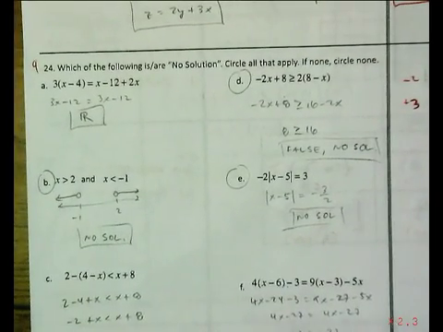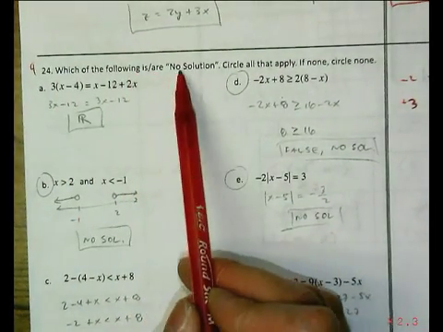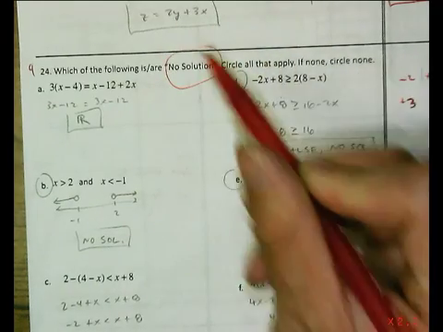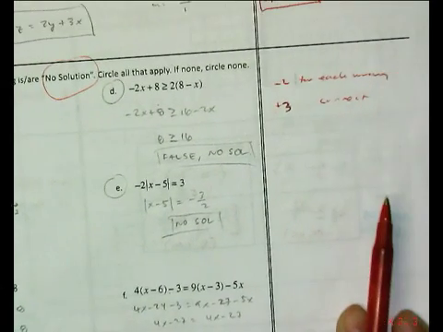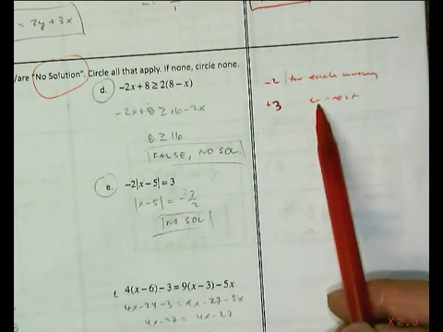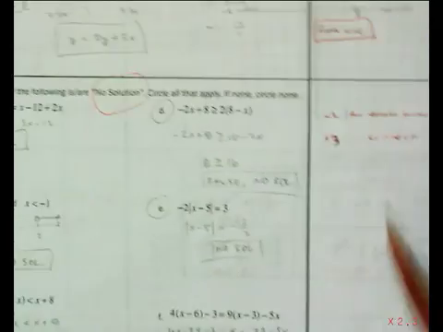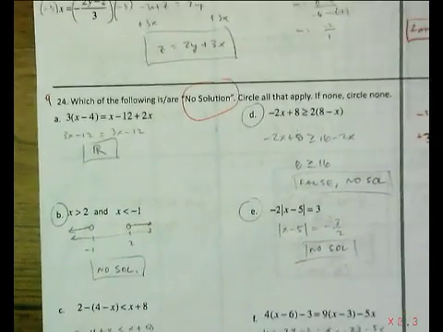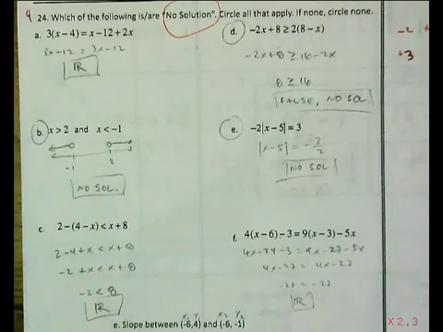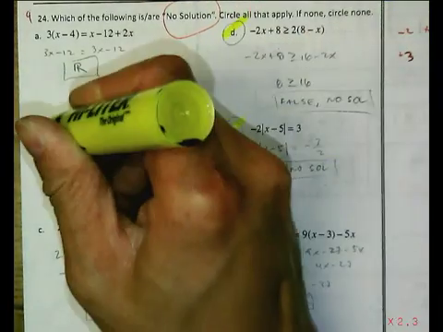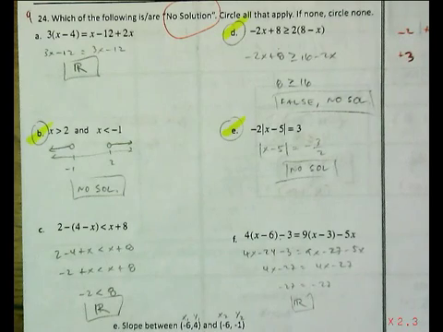The last question, number 24, which of the following is or are no solutions? So you're looking for no solutions. Circle all that apply, if none, circle none. I scored this problem 3 points for correct and -2 for each wrong. So the correct problems, we call it multiple choice, are D, E, B, just those three.